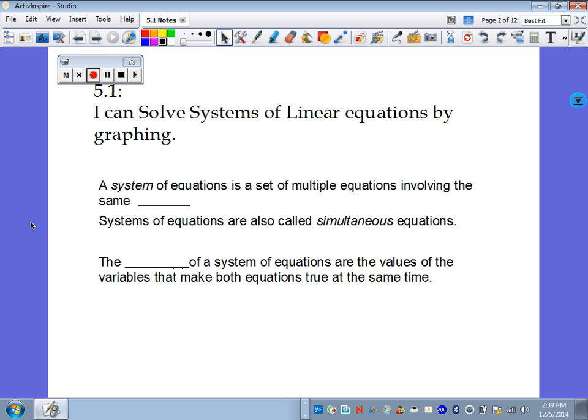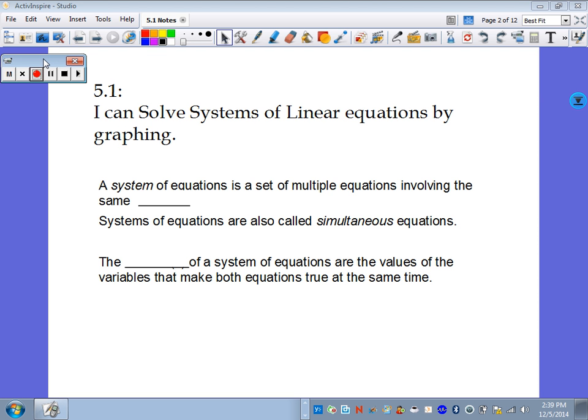To start off with, for this particular section, we are going to be solving systems of linear equations by graphing. So that's what you need to keep in mind.